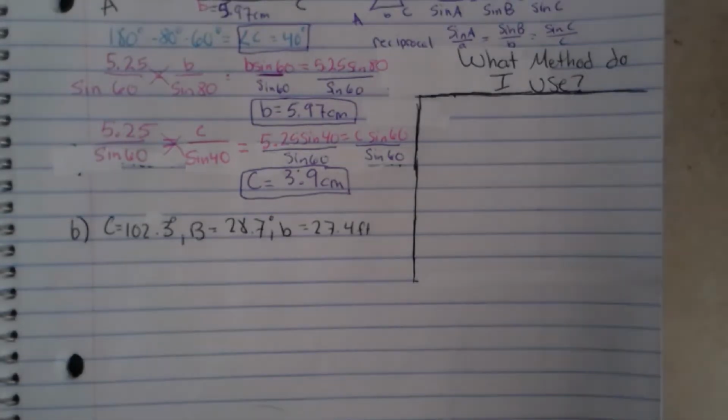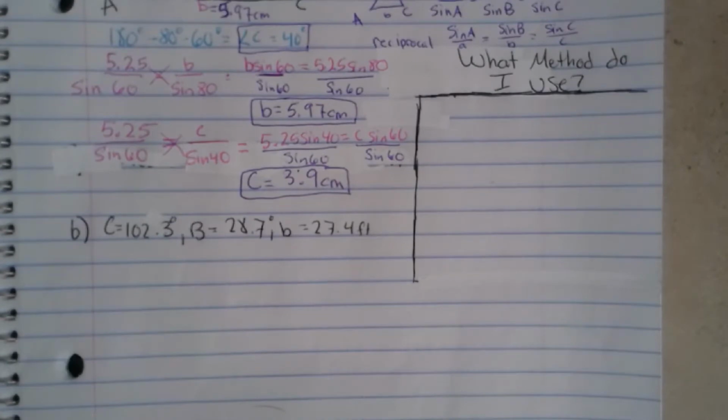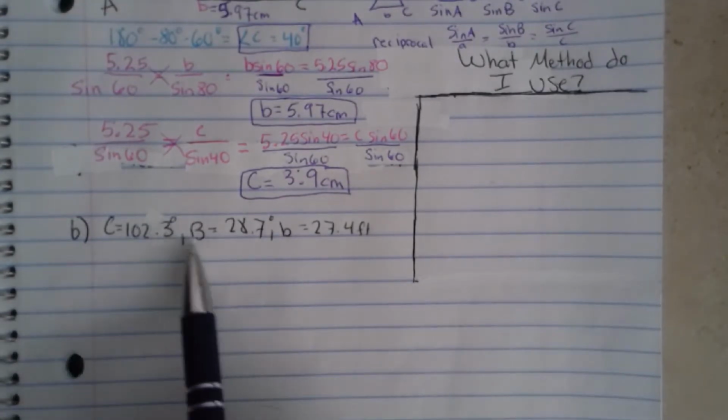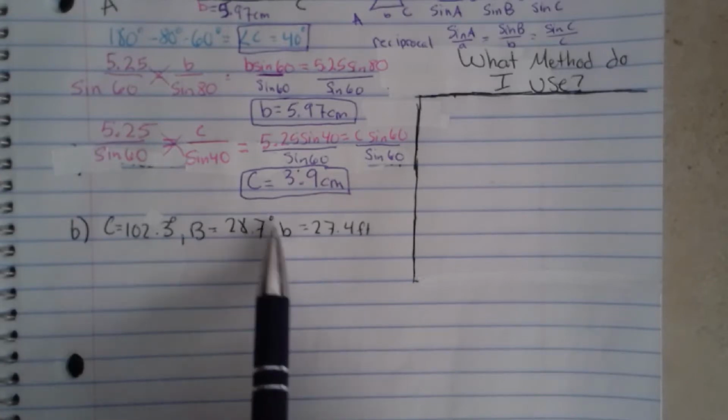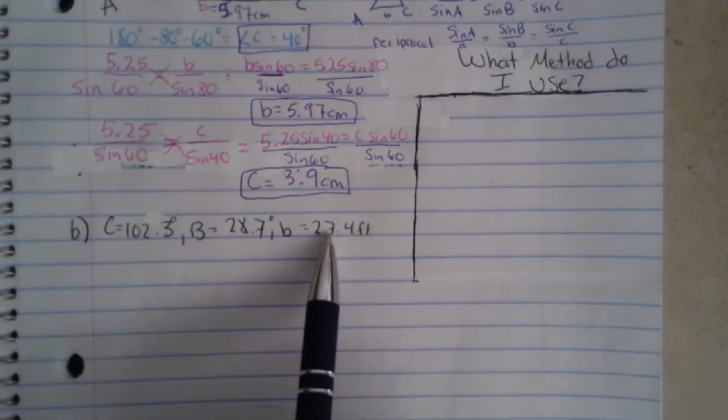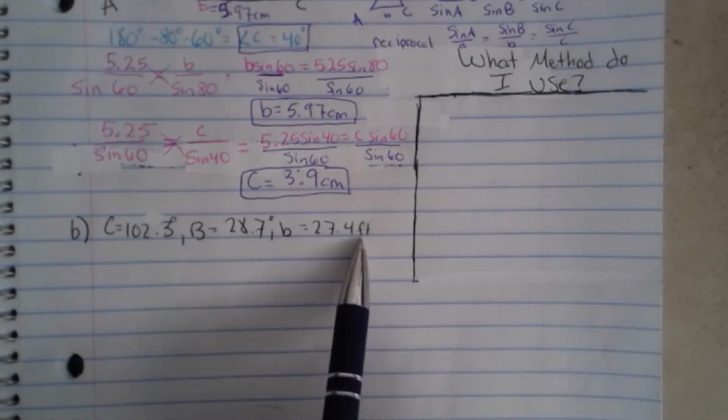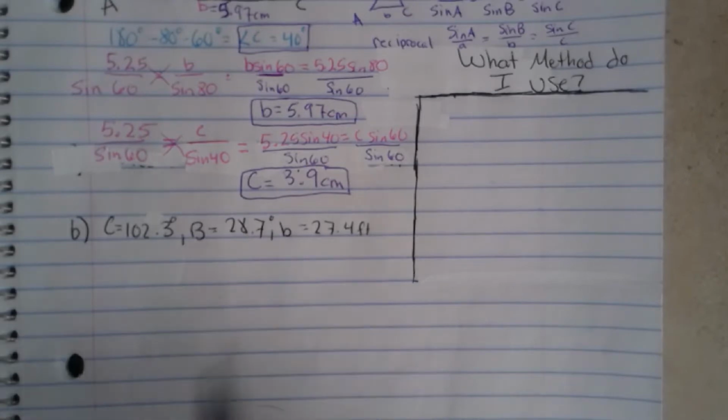Okay, so let's look at problem B. We get C equals 102.3 degrees, B equals 28.7 degrees, and side B, because it's a lowercase, is 27.4 feet. It also tells us it's the side length because it has a unit in feet.